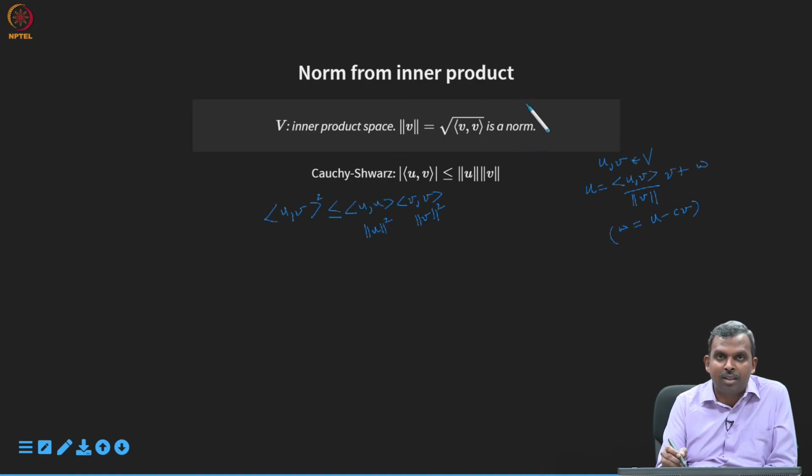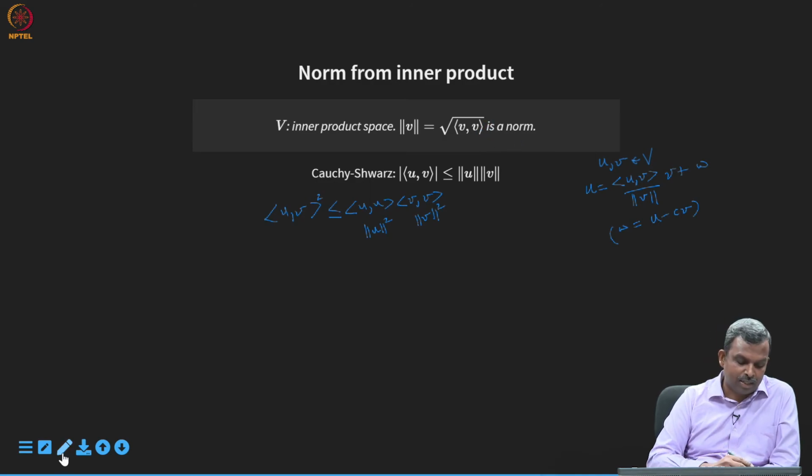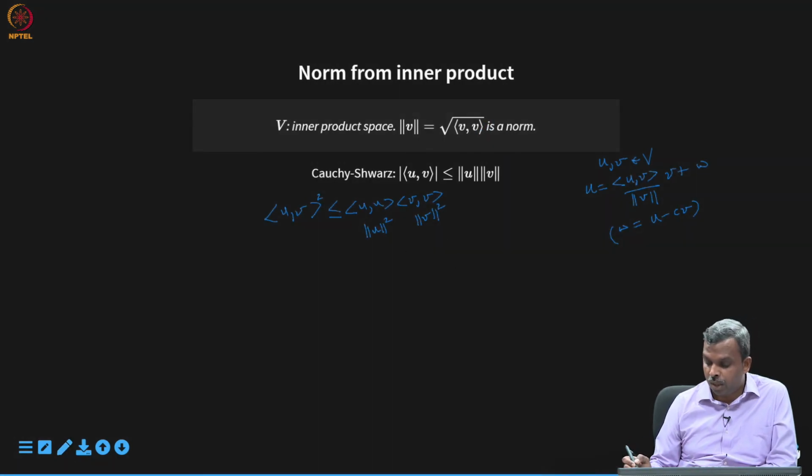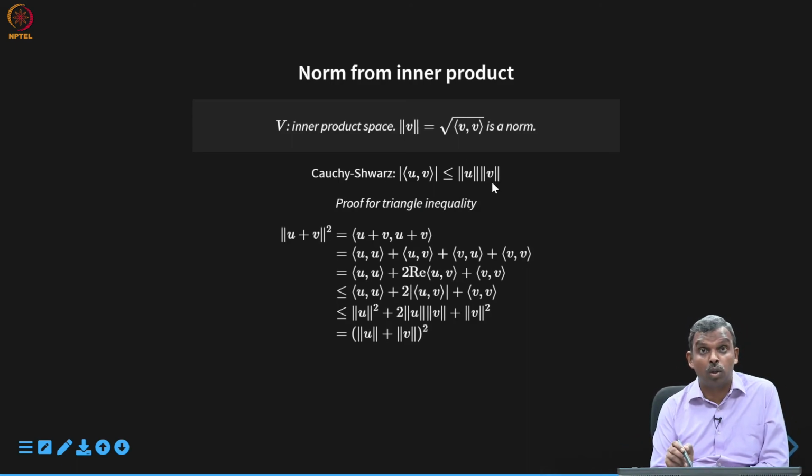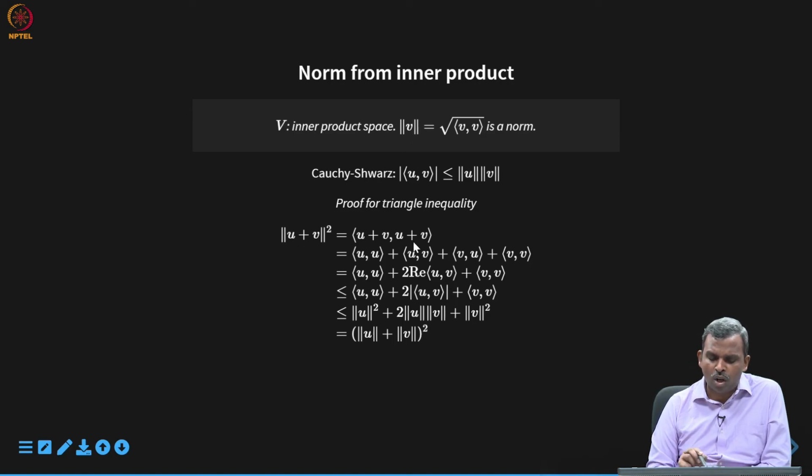All the properties will come out to be true except for the triangle inequality. Most of the other properties are easy: the homogeneity, the positivity, definiteness, all of them are very easy for this property except for the triangle inequality. So let's see how to quickly check the triangle inequality. The Cauchy-Schwarz inequality will play a role for the triangle inequality to be true. Here is a proof. I'll just walk you through the proof very quickly. You can look at it closely later.